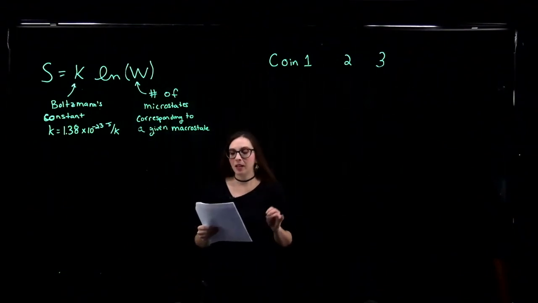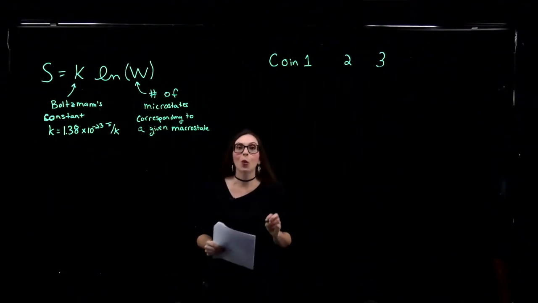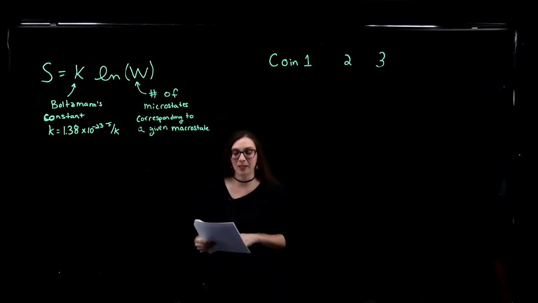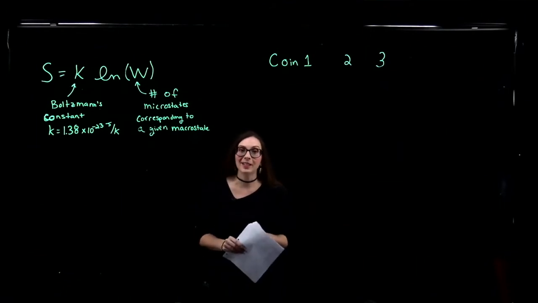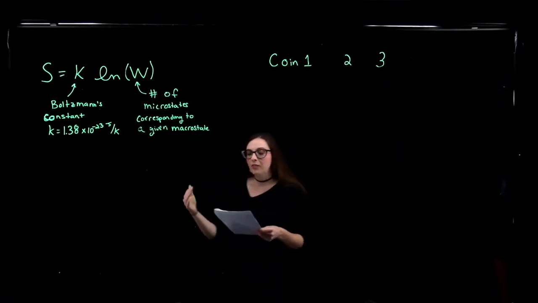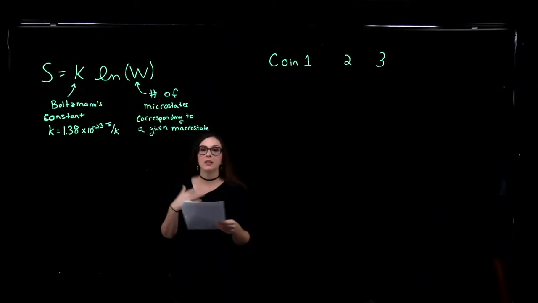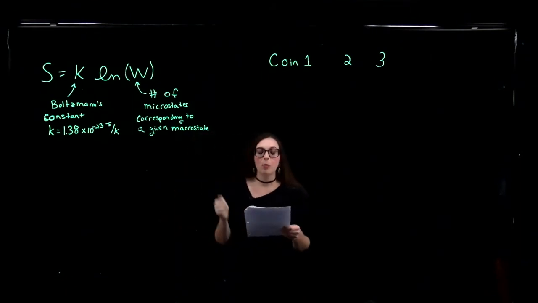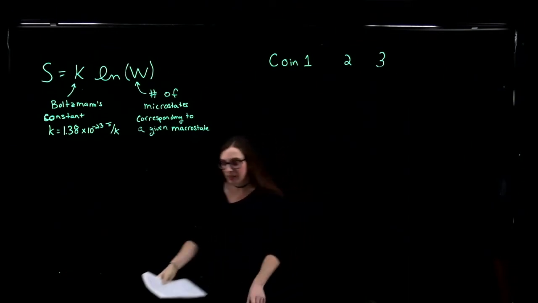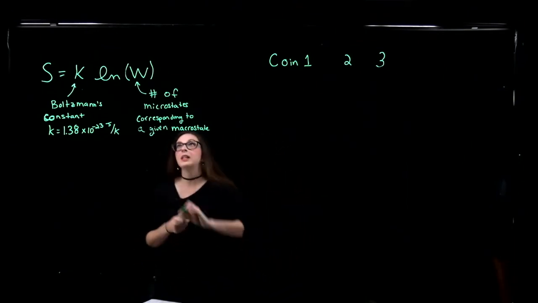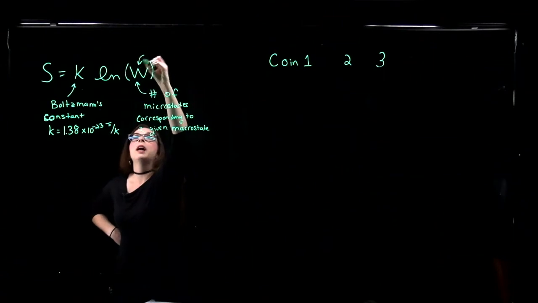Entropy is the measure of the order or disorder of a system. And there's always some probability associated with the state in which you find a system. The probability of finding a system in a given state depends on what we call the multiplicity of that state. And the multiplicity is represented here by this letter W.